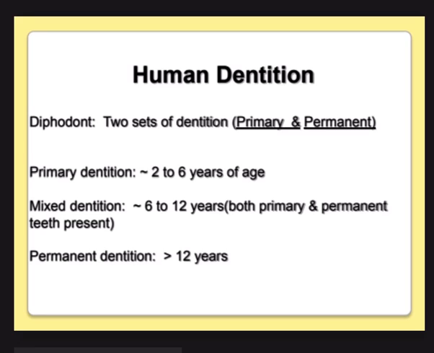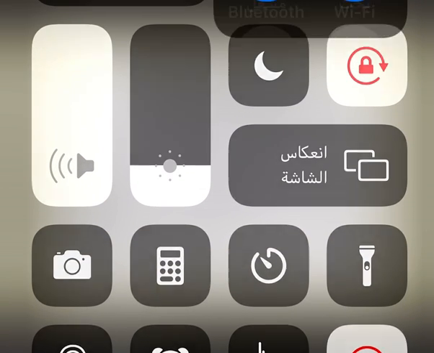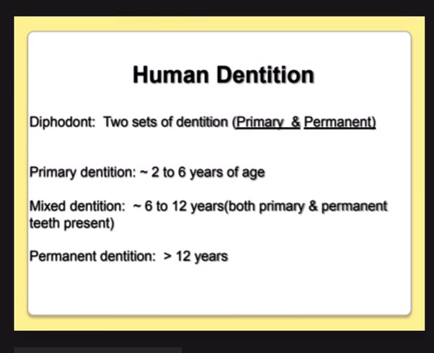Whereas there are some species which have multiple sets of teeth during their lifetime. One classic example is the crocodile, which is a reptile, and another is a carnivorous fish, the shark. All of these have multiple sets of teeth during their lifetime. They are called polyphyodonts. So remember: monodont, only one set of teeth, for example whale species. Diphyodont, humans, two sets of dentition. And organisms which have multiple sets of teeth during their lifetime are called polyphyodont.